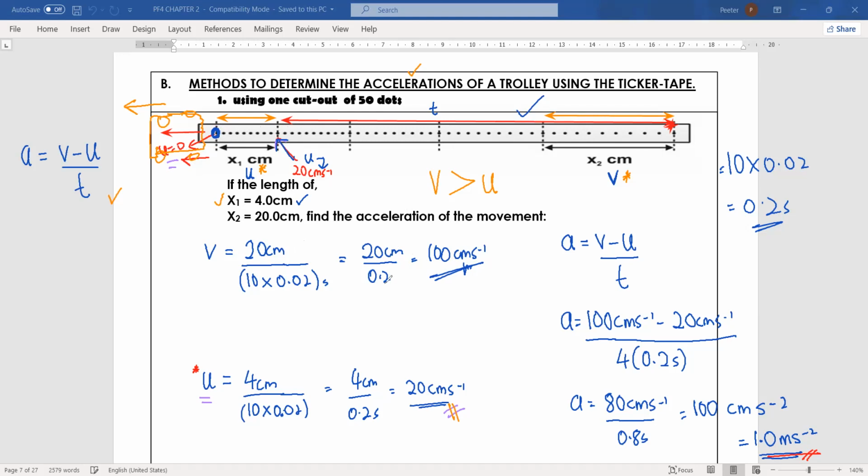So we get 20 over 0.2 seconds. We get 100 cm per second. This is the final velocity. Okay, here's the final velocity. All right, this is the final velocity, 100 centimeter per second.